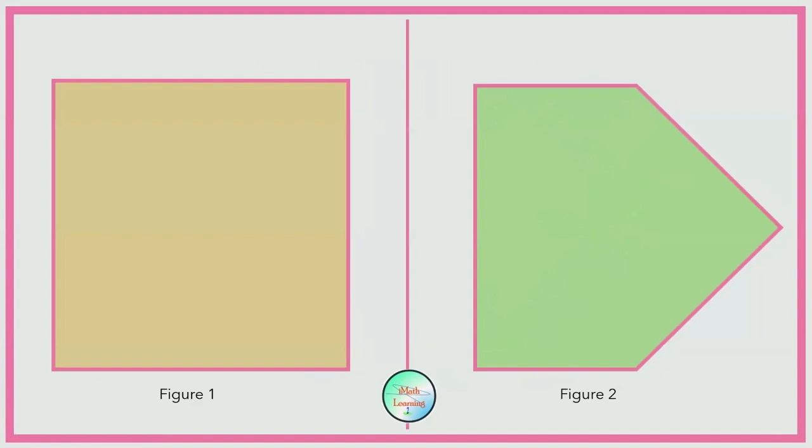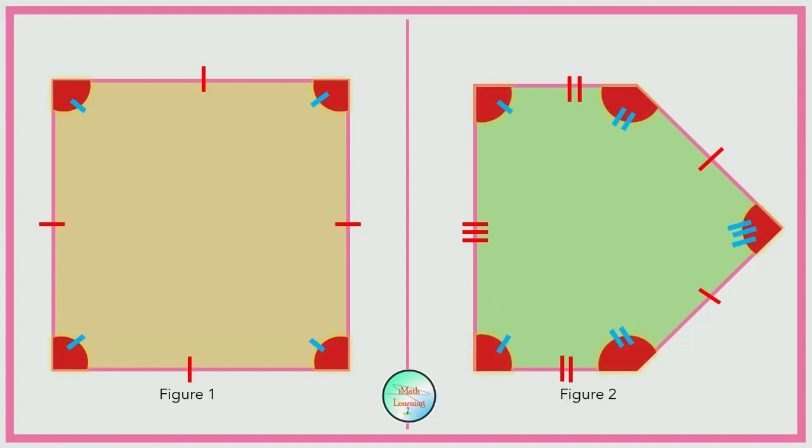So what can we say about these polygons? As we examine each element of these polygons, in figure 1, we notice that each side is congruent, and each angle is also congruent. In the second figure, we can say that the sides are not equal, and the angles are not equal too. So therefore, we can say that figure 1 is a regular polygon, and figure 2 is an irregular polygon.